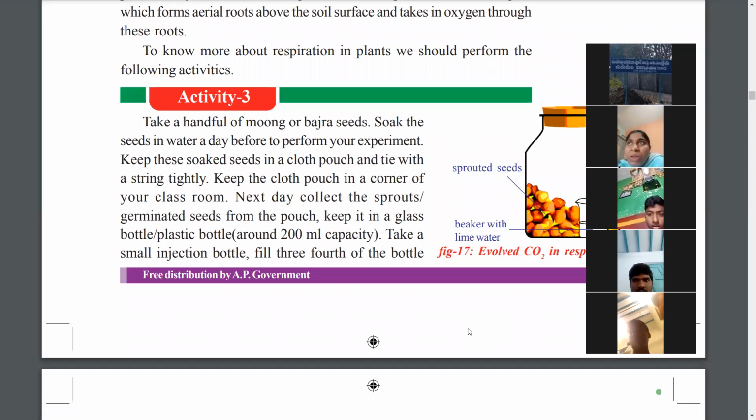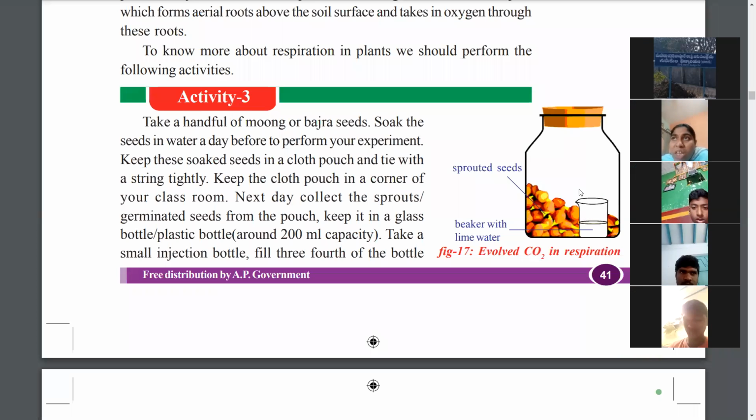We normally eat sprouted seeds, so the same thing you had to follow in this experiment. You had to soak the seeds. Soaking means నానబెట్టడం. So you had to soak the seeds in water a day before you start the experiment.